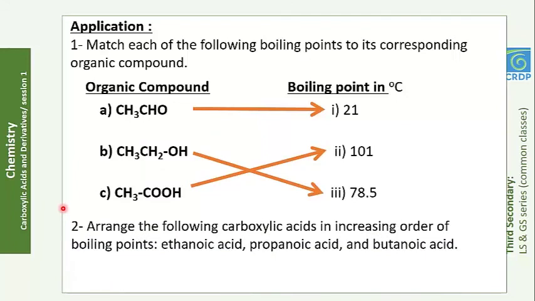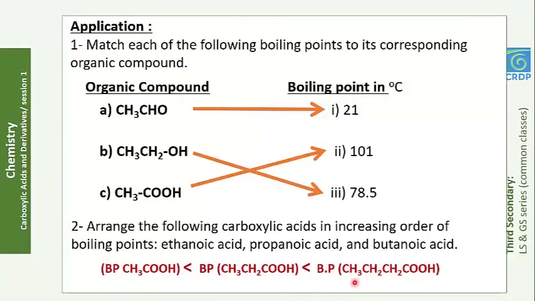Application number 2, arrange the following carboxylic acids in increasing order of boiling points: ethanoic acid, propanoic acid, and butanoic acid. They are all carboxylic acids having different numbers of carbon atoms. Do you still remember the rule? As the number of carbon atoms increases, the boiling point increases. So of course butanoic acid will have the highest boiling point, then propanoic acid, and the least boiling point is for ethanoic acid.